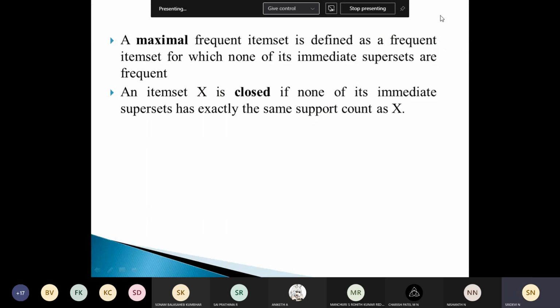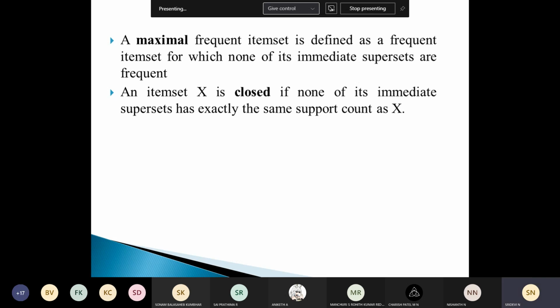Okay. Maximal frequent item set is defined as a frequent item set for which none of its immediate supersets are frequent. To explain this, we will take one example, and I'll tell you how to calculate the maximal frequent item set and the closed frequent item set. So what is a closed frequent item set? An item set X is closed if none of its immediate supersets has exactly the same support count as X.